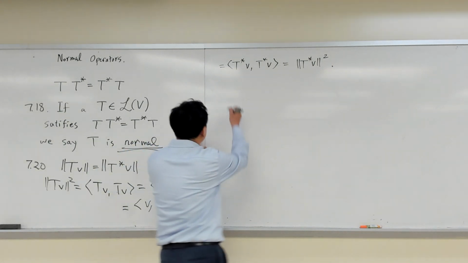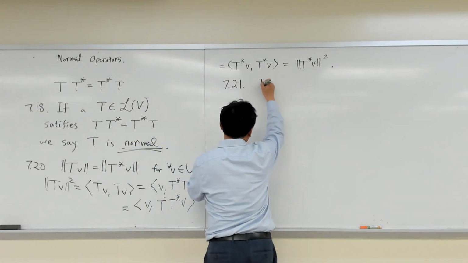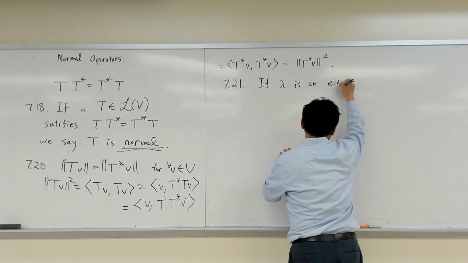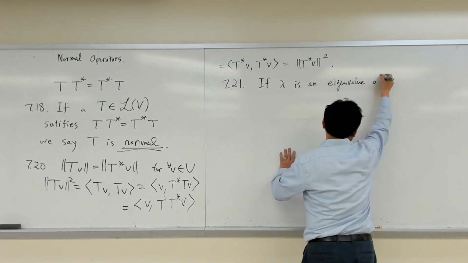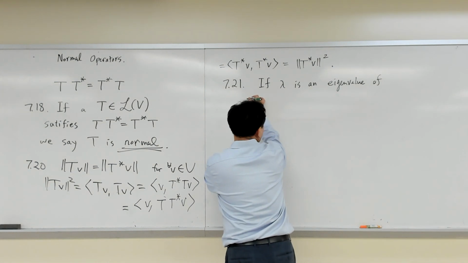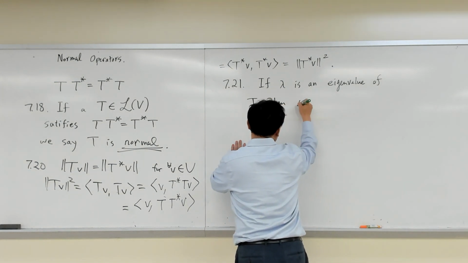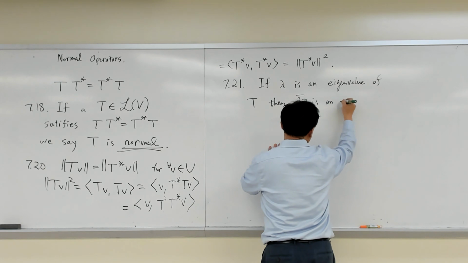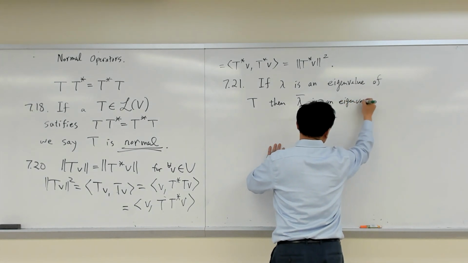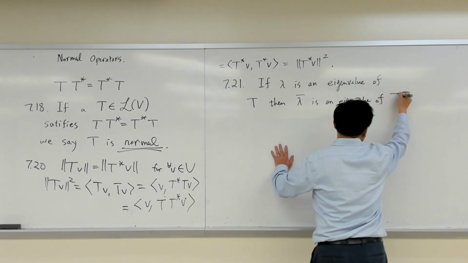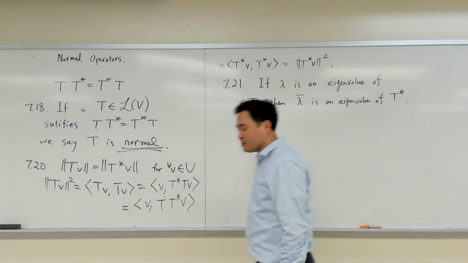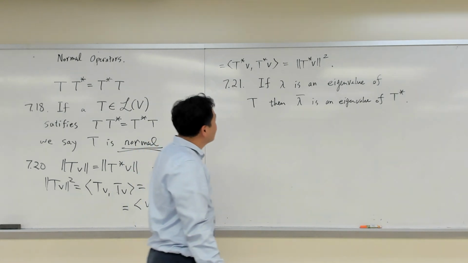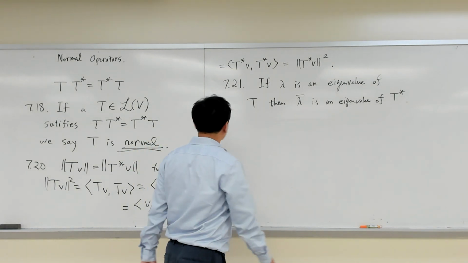Now, that means 7.21: if lambda is an eigenvalue of T, then lambda bar is an eigenvalue of T star.